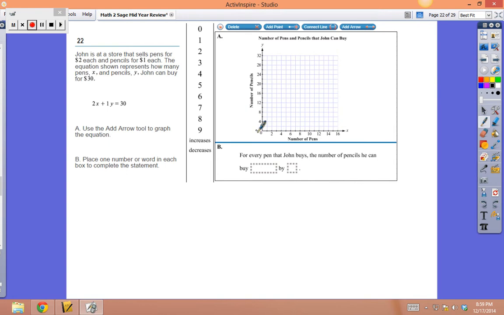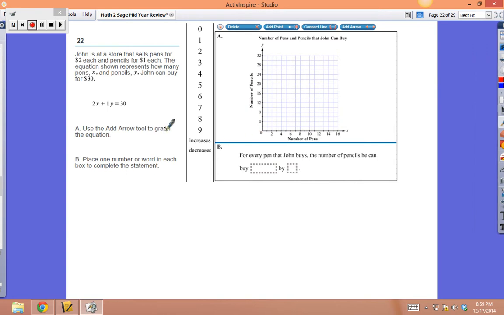Alright. John is at a store that sells pens for $2, pencils for $1. The equation shown represents how many pens and pencils you can buy for 30 bucks. So A, you need to graph this. It's going to be easier to graph if you're graphing in y equals mx plus b. So solve for y. I'm going to minus 2x, minus 2x. So you got y equals 30 minus 2x.